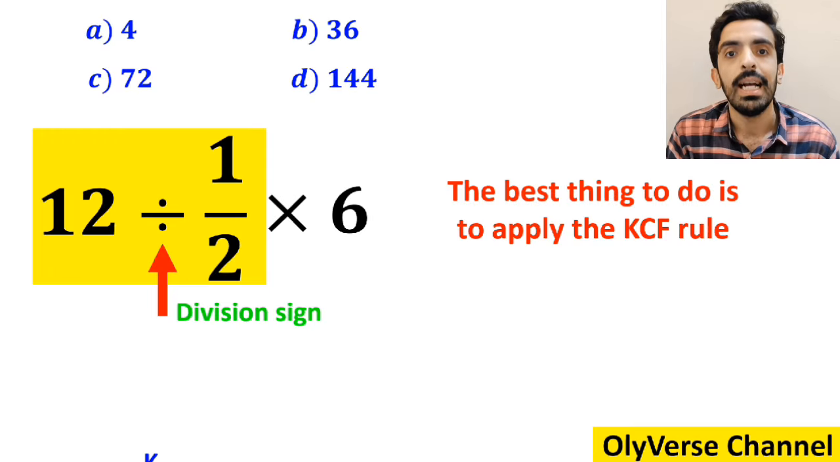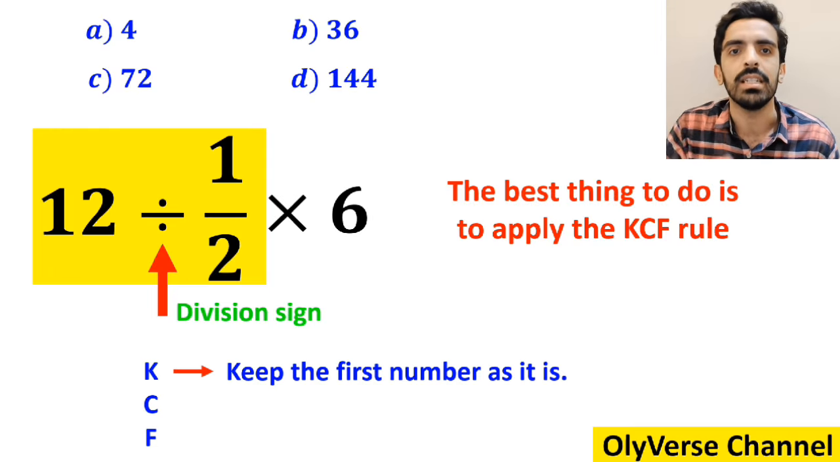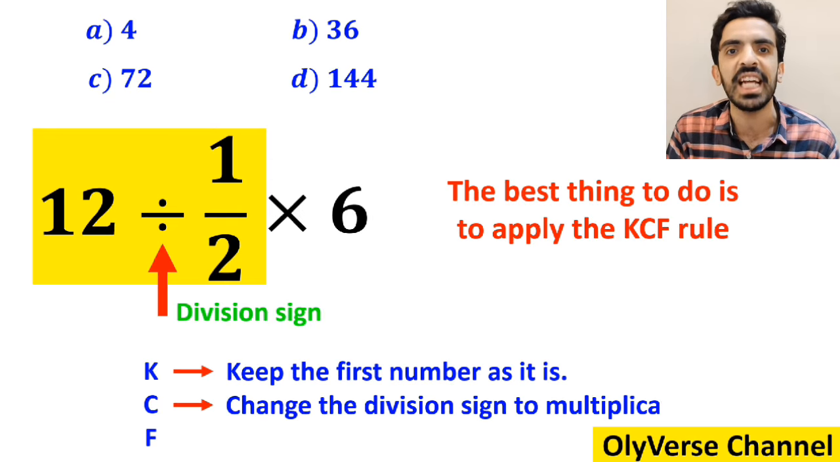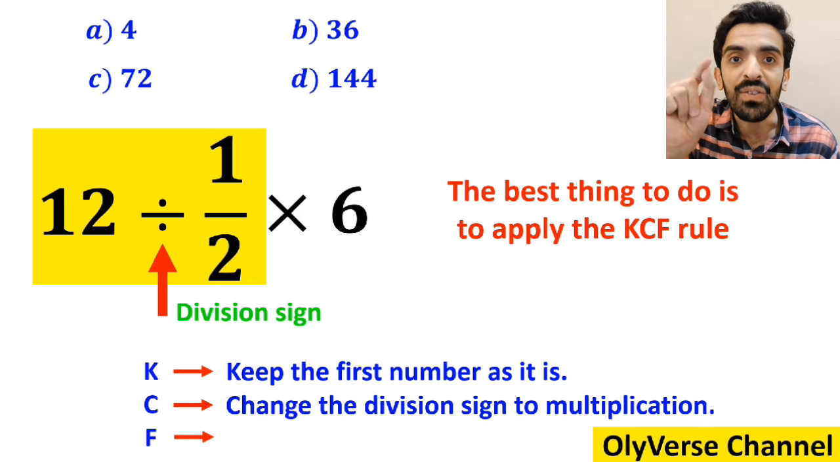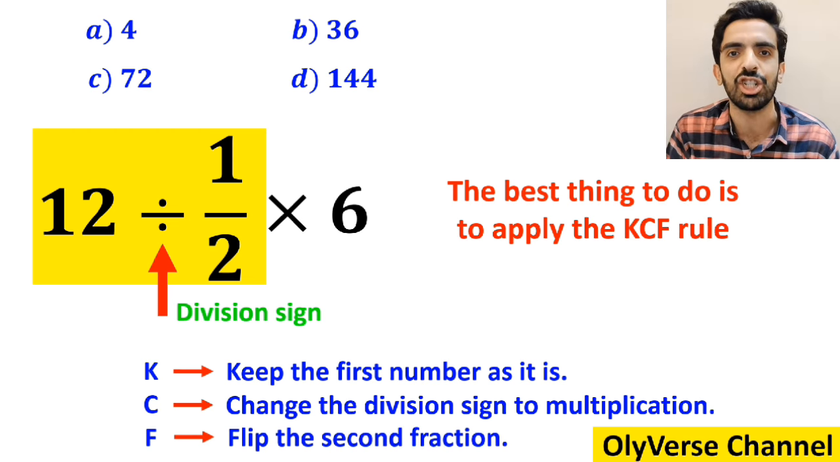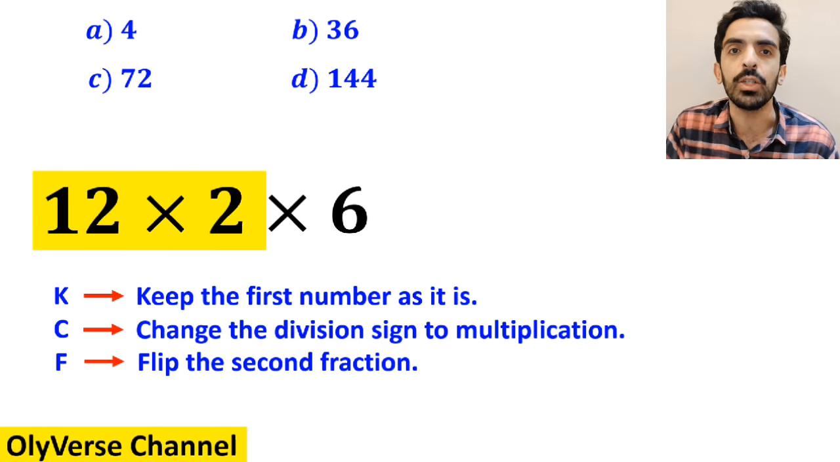KCF rule. In this rule, K stands for keep the first number as it is. C stands for change the division sign to multiplication. And F stands for flip the second fraction. So, we remove the highlighted part and replace it with 12 multiplied by 2.